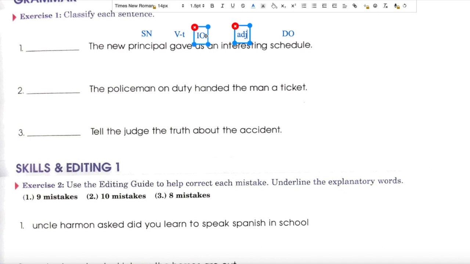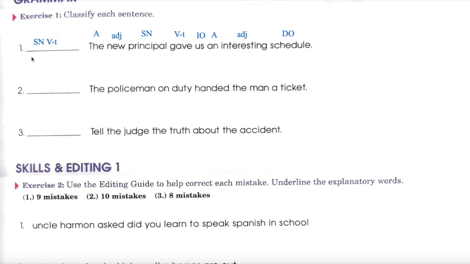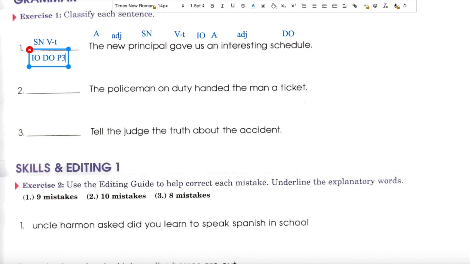An is always an article adjective. What kind of principal? New. It's describing a noun. It's answering what kind, so it's an adjective. The is always an article adjective. The pattern is subject noun, verb transitive, indirect object, direct object, pattern 3.